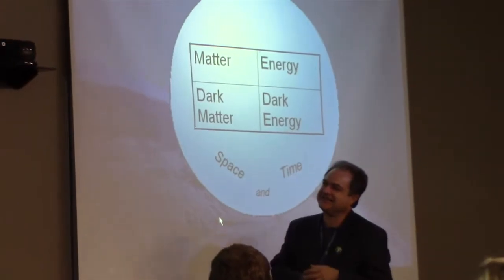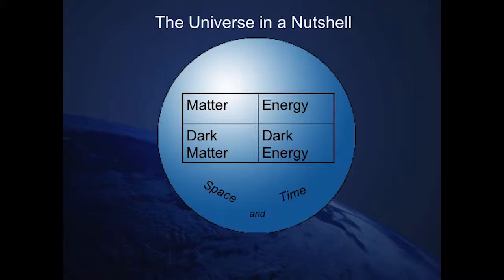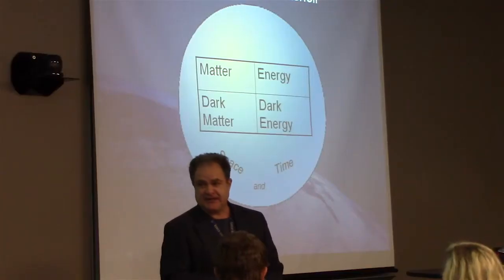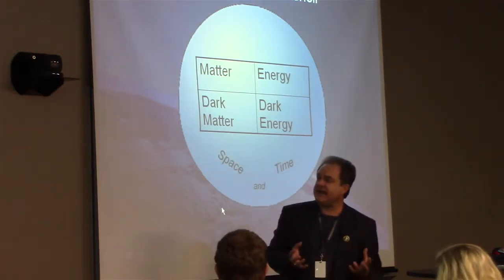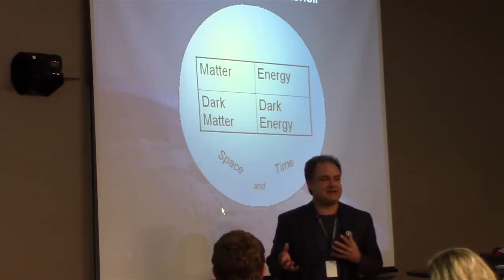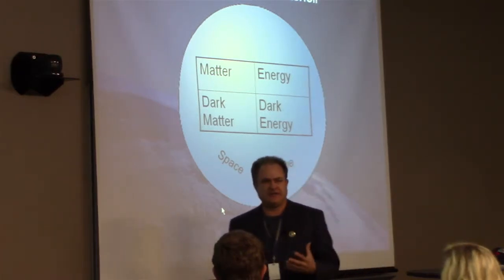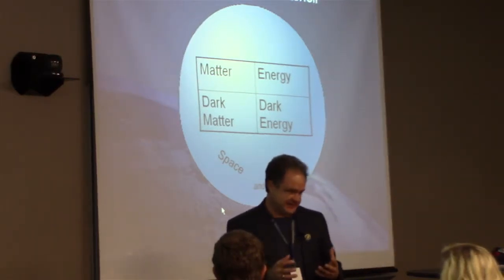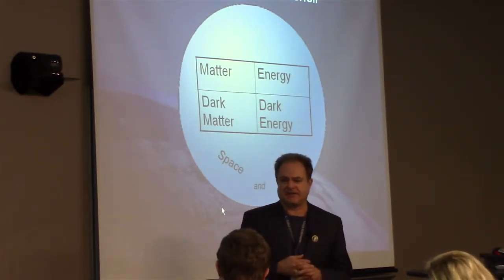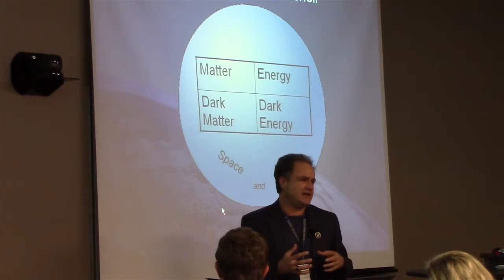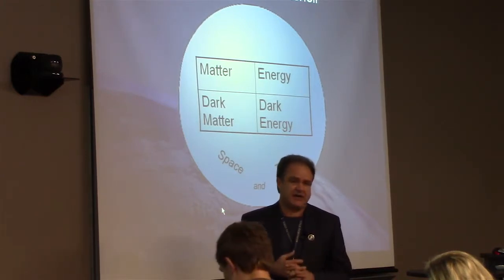So here is the universe in a nutshell. We know there's matter, right? And we know there's energy. But there's this thing called dark matter, and there's another thing called dark energy. And they all sort of exist together within the context of space and time. And it turns out space and time really aren't separate physical things. They're actually different aspects of the same phenomena, believe it or not. So they're intertwined, they're interconnected in ways that you might not think are conventional.